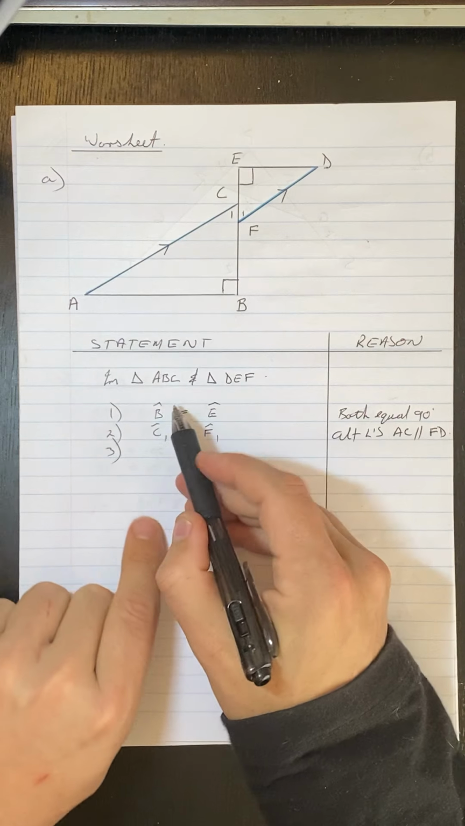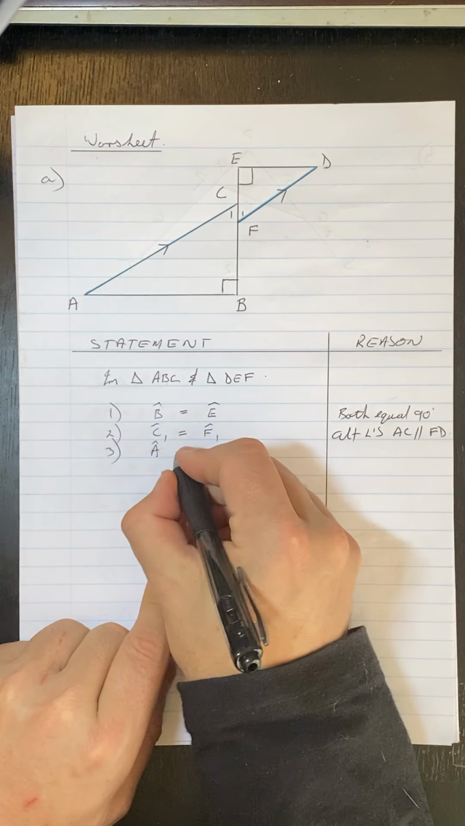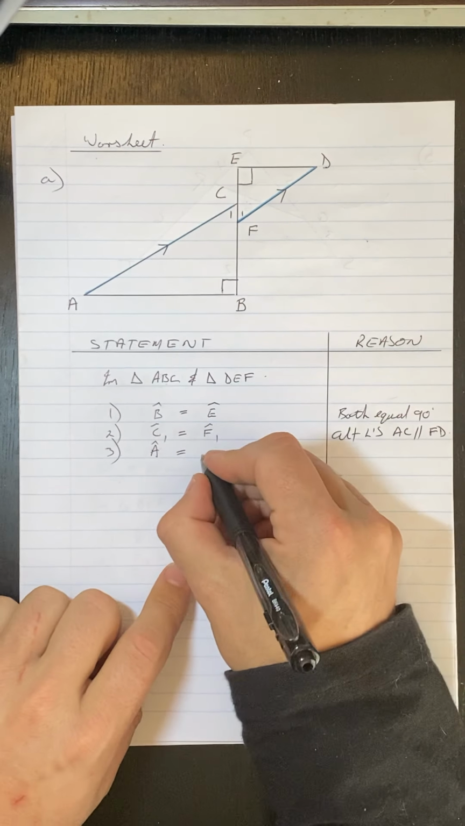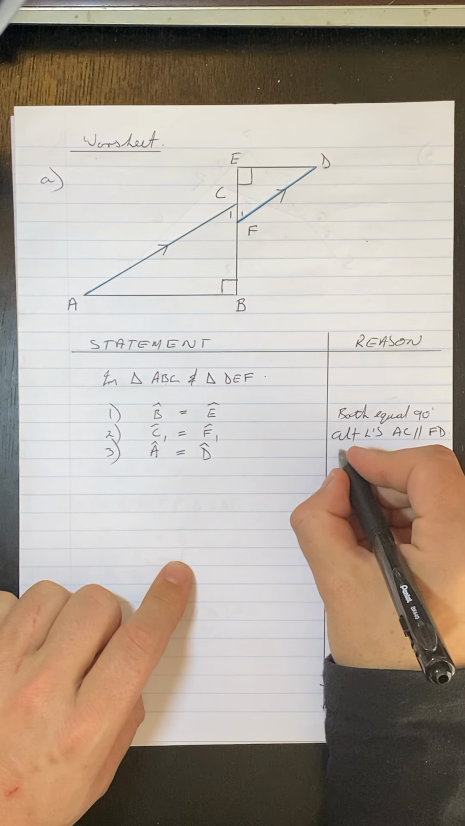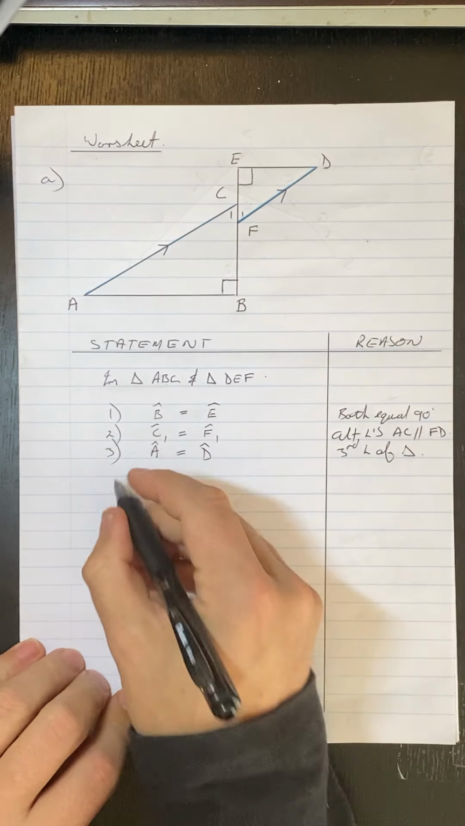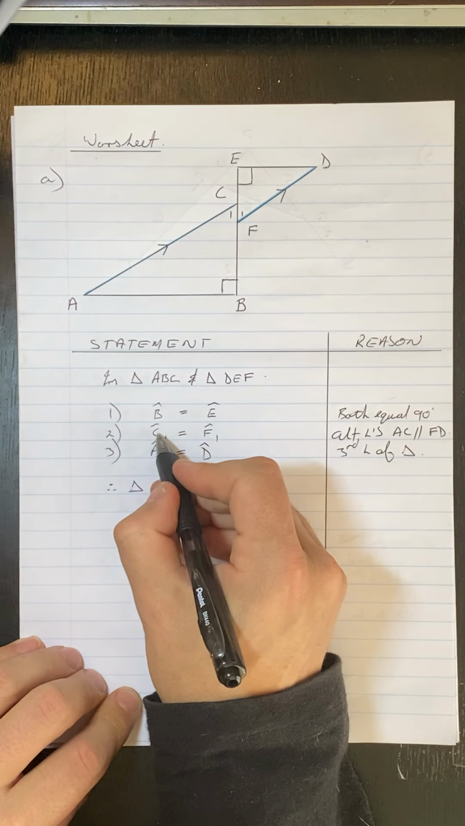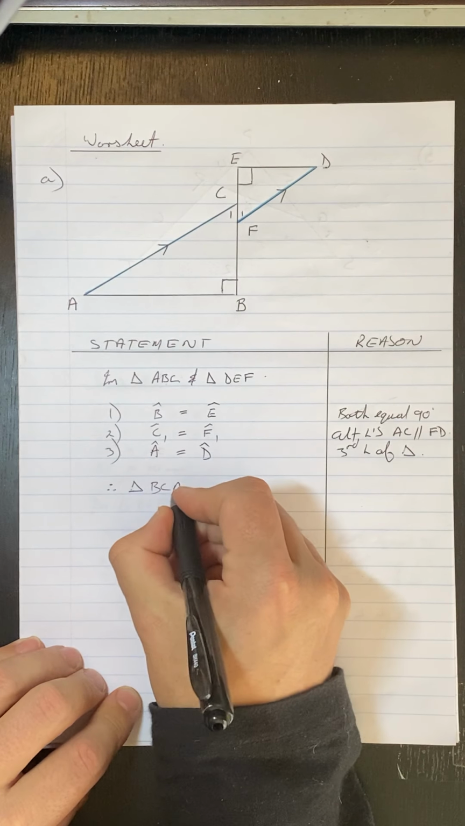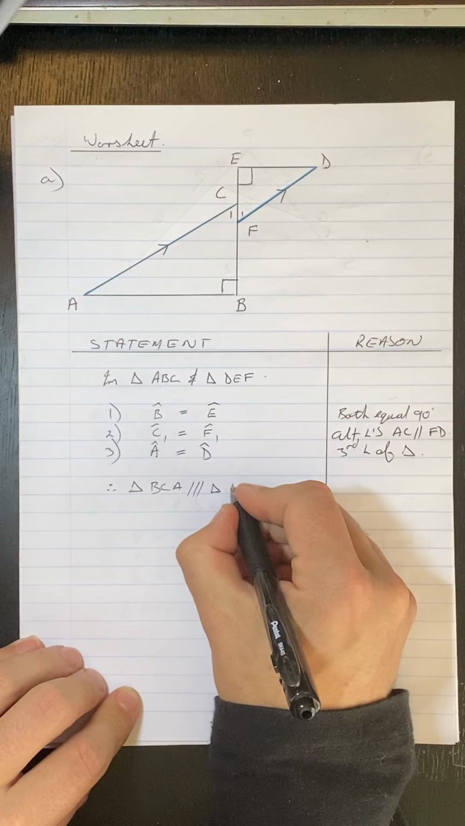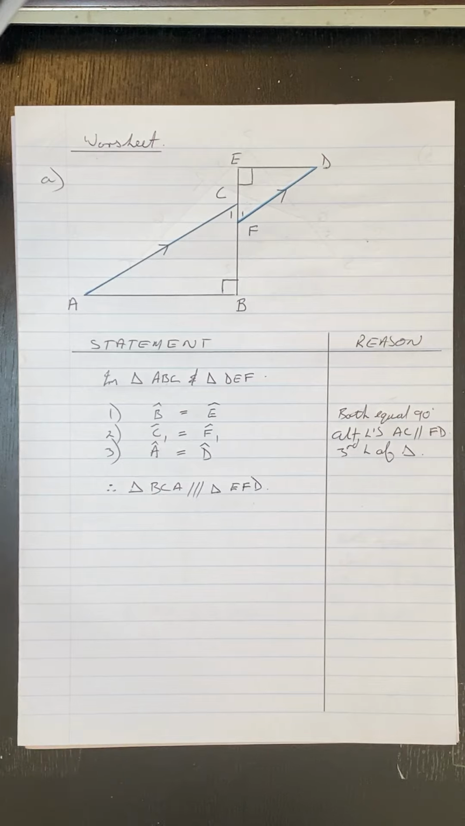Okay, so let's do the third one. We've got the B, we've got the C, BC. We just need the A is equal to EF. We've got the E and the F, we're just missing the D. And my reason for that, third angle of triangle. Therefore, triangle BCA is similar to triangle EFD. And that's all they wanted from us, just to prove that they were similar.